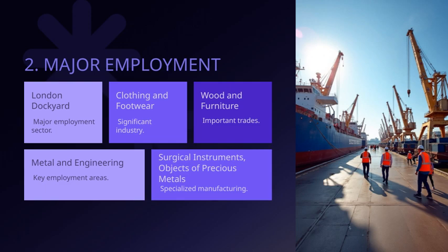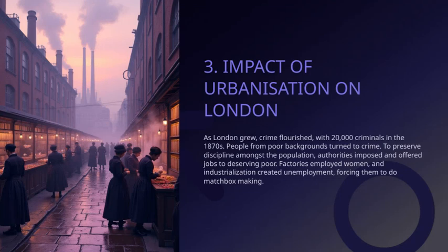As London expanded rapidly during this period, we see that crime also increased significantly, with around 20,000 criminals recorded in the 1870s. It's important to understand that many of these individuals came from impoverished backgrounds, turning to crime as a way to survive. To manage this, the authorities tried to maintain order by not only imposing stricter discipline, but also offering jobs to those who were genuinely deserving.